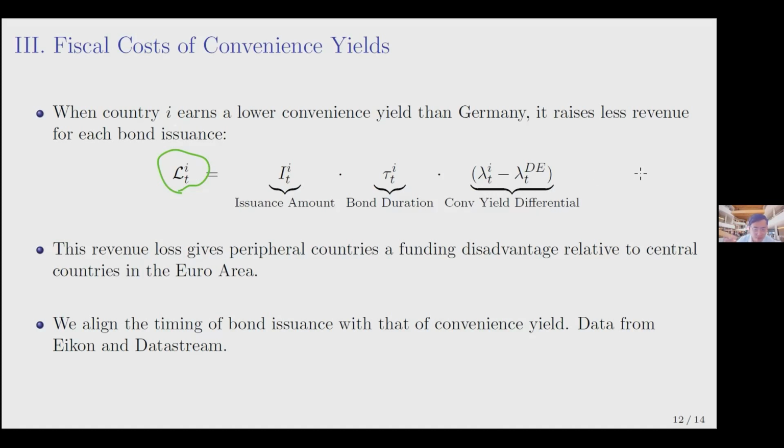product between the convenience yield differential between Germany and Italy times the bond duration, because the convenience yield is per annum. We have to multiply this by duration, just as what we would do to an interest rate change. And we multiply that by the issuance amount. This then measures the revenue loss of each country relative to Germany, due to the fact that it has a lower convenience yield relative to Germany.